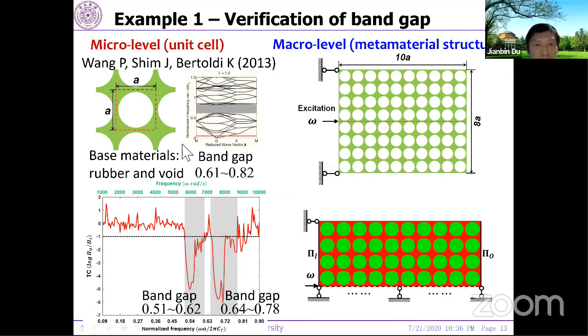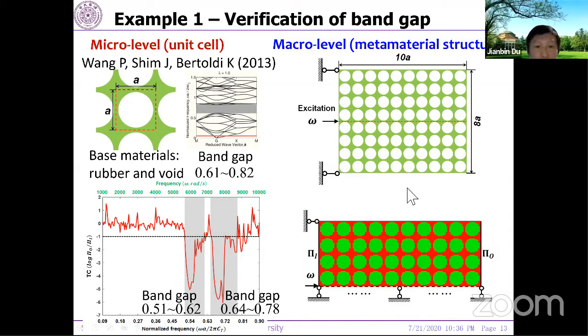In this example, the base material is rubber, the green part. In our test, a macrostructure should be considered. It is constructed by an 8x10 unit cell array subjected to a pressure loading at the center of the left side. The output area of the sound power is the boundary at the right-hand side.